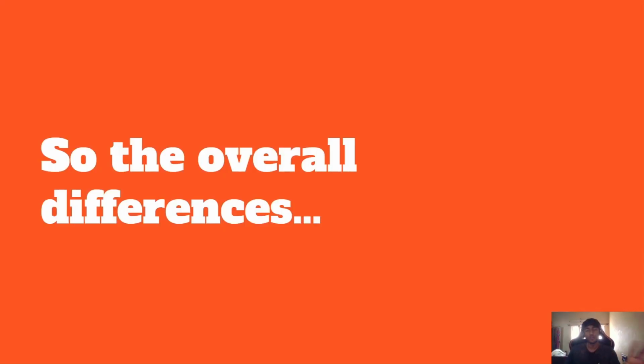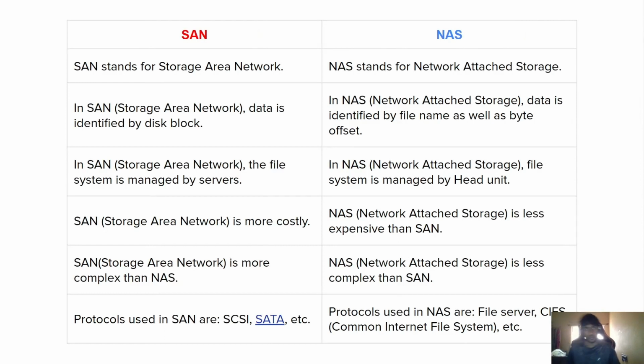So the overall differences of both. Here are the differences. Since we all know SAN stands for storage area network and NAS is network attached storage. In SAN, data is identified by a disk block, as a huge unit is divided into disk blocks and then stored. And in NAS, data is identified by the file name, because it's one storage device, file name as well as the byte offset. So how big the file is and how it's divided.